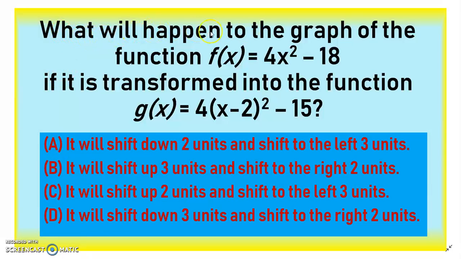The question is, what will happen to the graph of the function f(x) equals 4x squared minus 18 if it is transformed into the function g(x) equals 4 times (x minus 2) squared minus 15? Four answer choices are given here. I will suggest you to pause the video here and try to solve the problem by yourself.